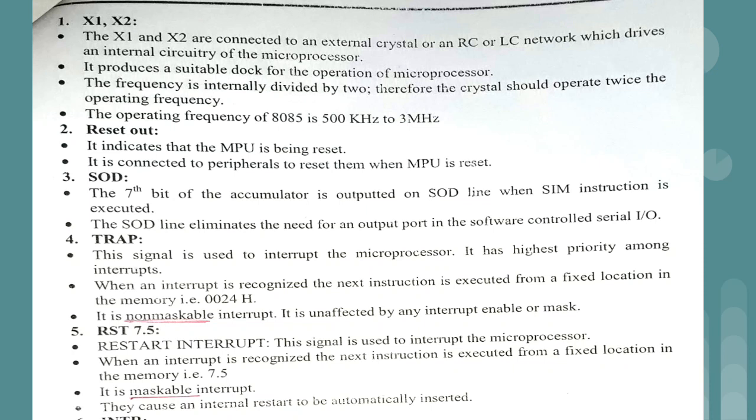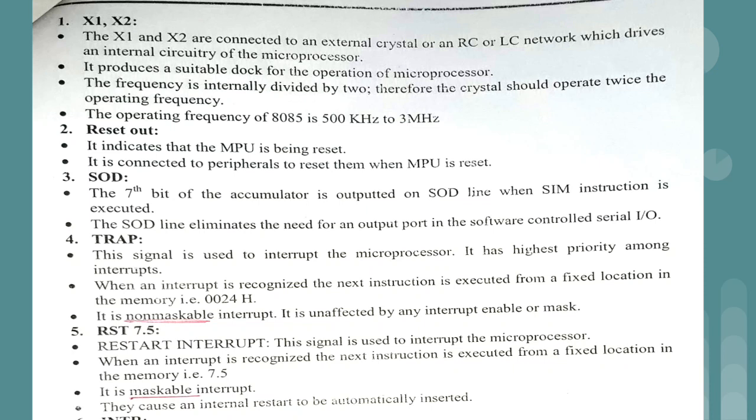So basically, what happens when we fire this particular type of interrupt? It will stop the current execution of the program, and from whichever memory location we are at, we will jump to the memory location 0024. Whatever instruction is present at memory location 0024 will get executed because of the trap. So this is the functioning of the trap interrupt.